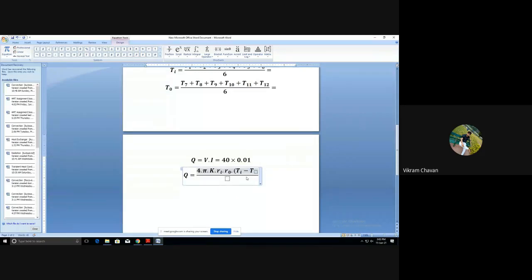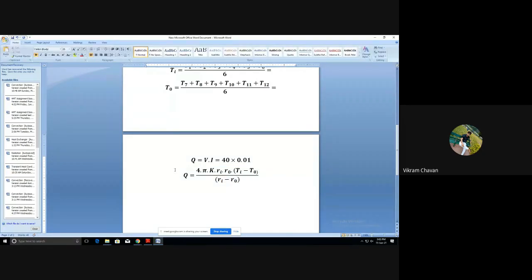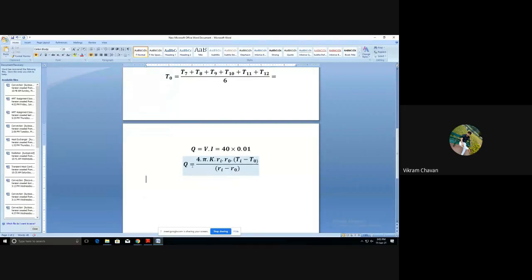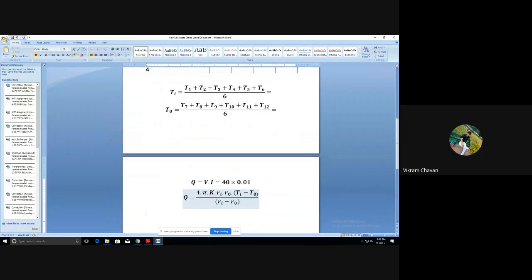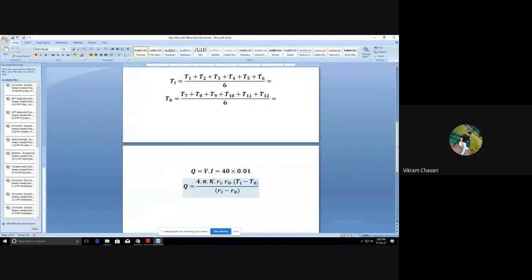Okay, so we know this equation, divided by Ri minus R naught. By putting in the value of Q, the value of Ri, and the value of R naught, and from this observation table we will get the Ti and T naught values. We have to put them in here, and we can calculate the K value.